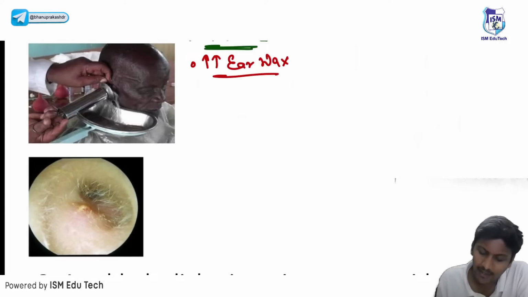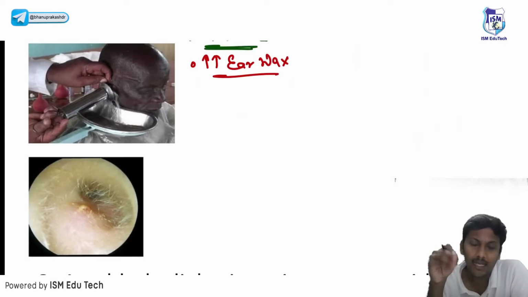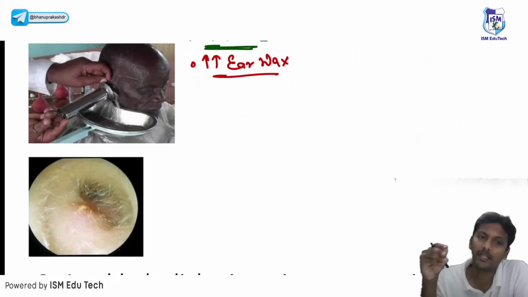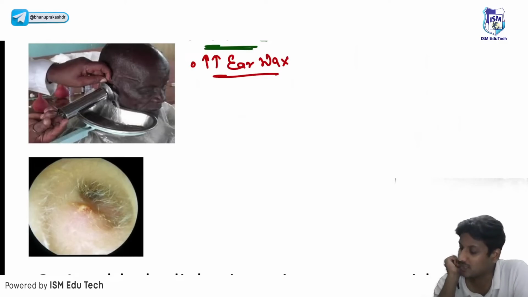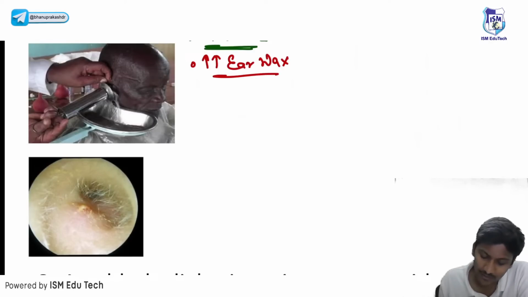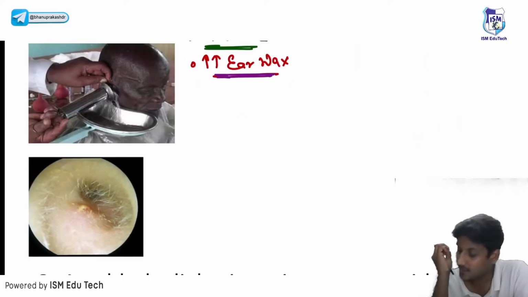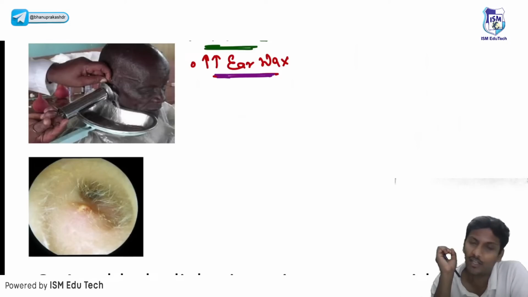So we know that the external auditory canal is lined by skin. And this skin not only has hair follicles in it, but it also has these ceruminous glands. And what is the function of these ceruminous glands? These ceruminous glands are known to produce earwax. But if this earwax is produced in excess, definitely that can cause blockage in the external auditory canal, and that can lead to a conductive hearing loss in the patient.